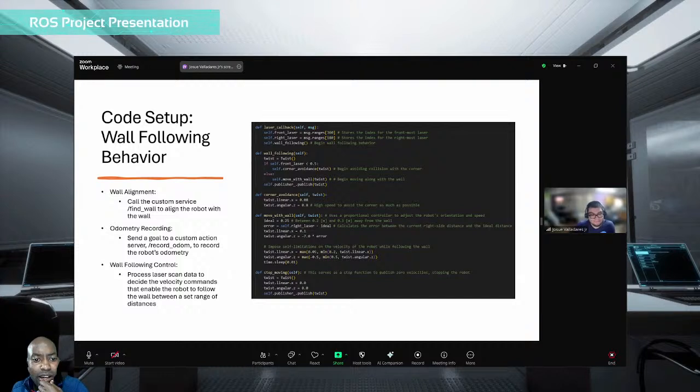Can you explain how you chose the number you used as your Kp for your proportional controller? I just started from -1 all the way to -10 and saw how it responds. 7 just seemed like the sweet spot. Okay. All right. All good.